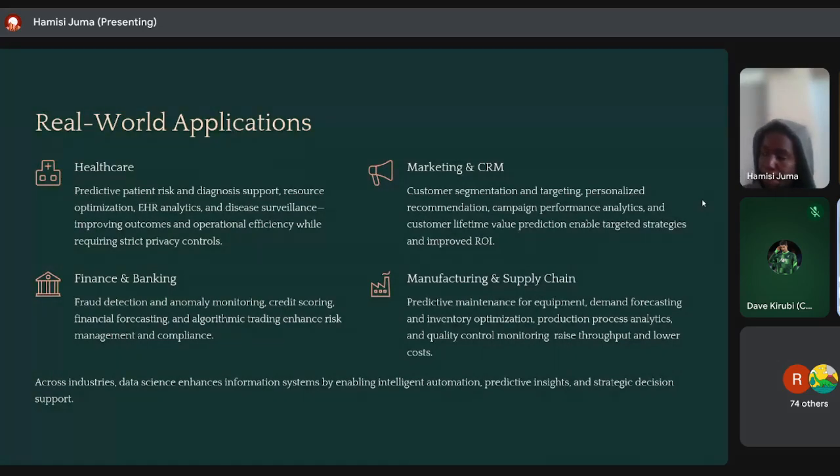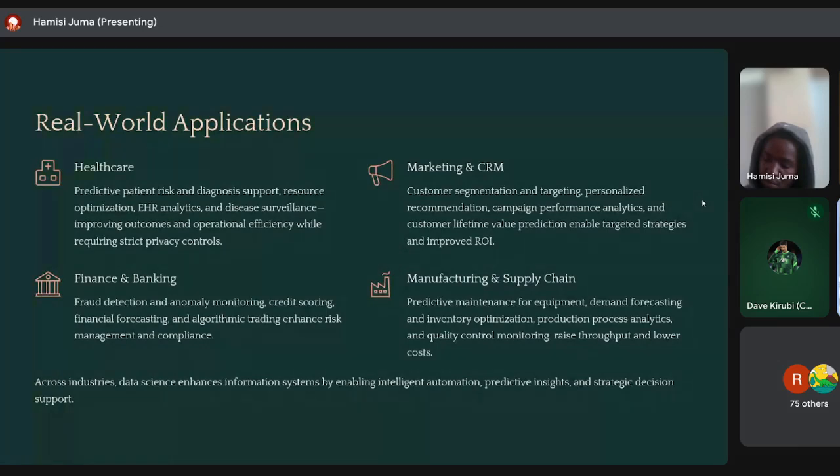Next, we have marketing and CRM systems. Here we do customer segmentation and targeting, where we group customers based on behavior and preferences to support focused marketing strategies. We have personalized recommendations, where we use data patterns to suggest products or services tailored to individual users.